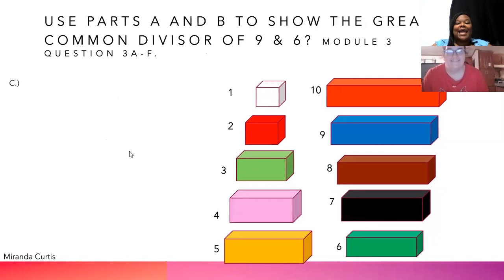Miranda, use parts A and B to show the greatest common divisor of 9 and 6.